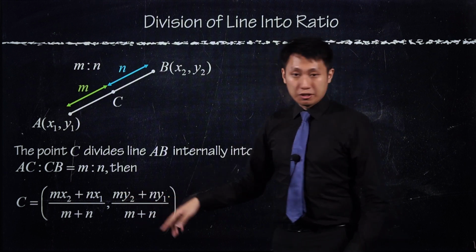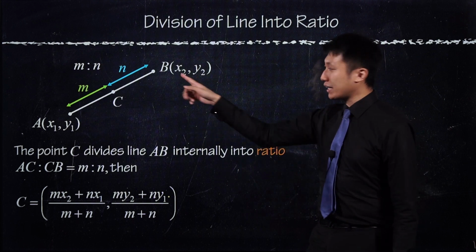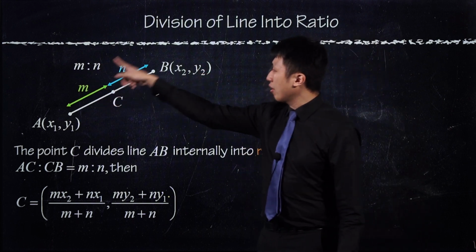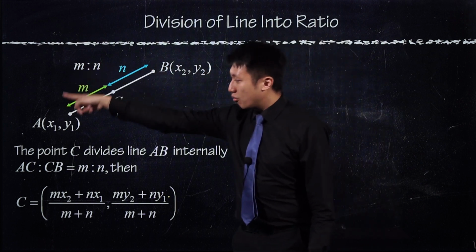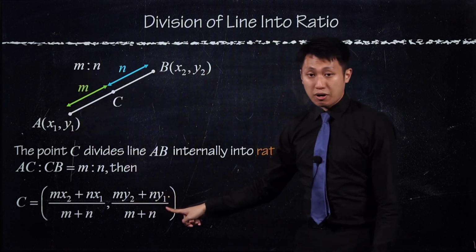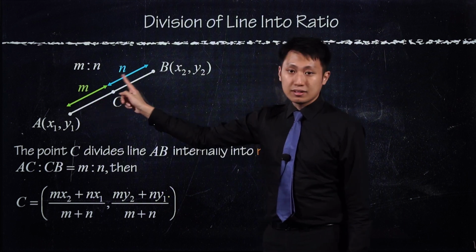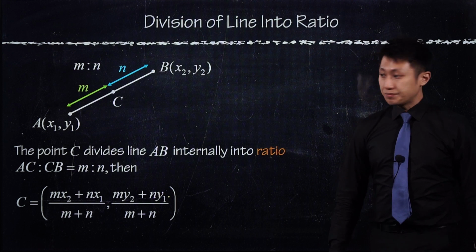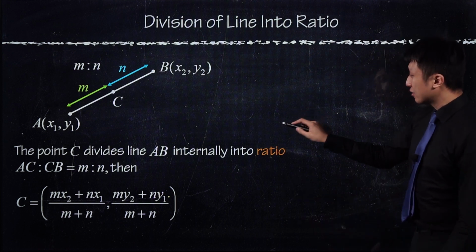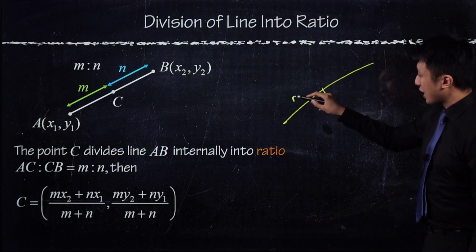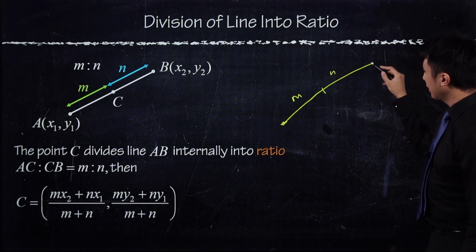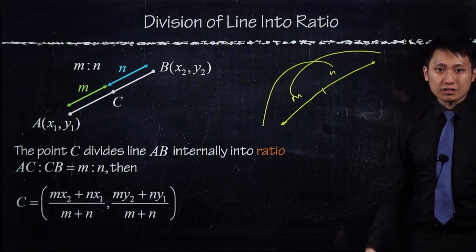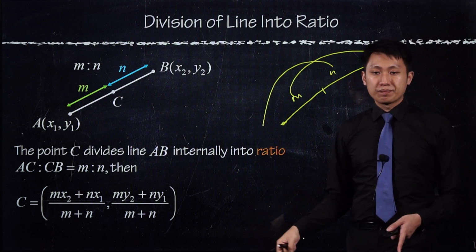For the other part, you do the exact same thing, but now you only focus on the y coordinate. So my2 plus ny1 divided by the sum of the ratio, m plus n. That's quite simple, right? So just remember this. This is M, this is N, this is a point, this is a point, this one cross, this one cross. Cross coordinate by coordinate.